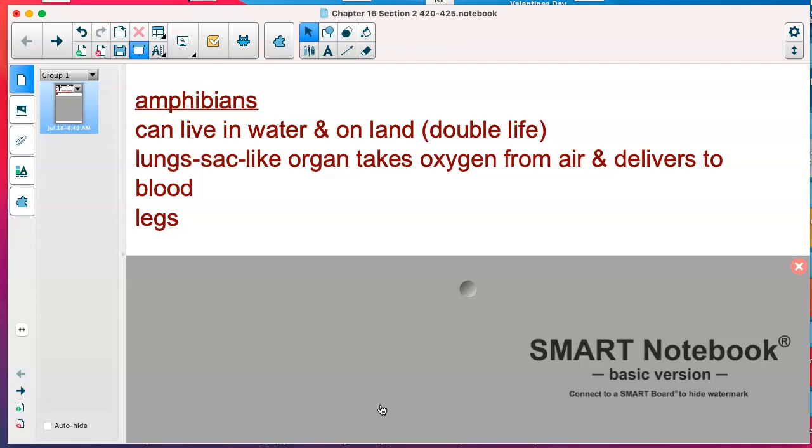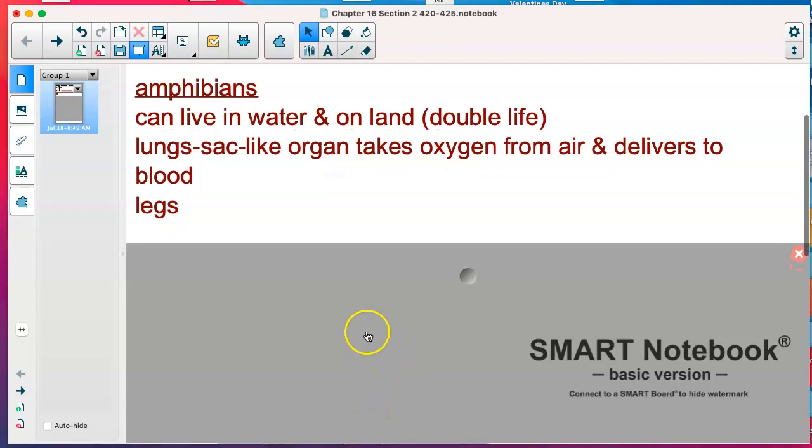So they do have lungs eventually, and sometimes the gills turn into lungs, but typically the adult has lungs. So we know that they are very familiar to us because we have lungs, and we haven't really seen lungs yet. So this is an important advancement that we're thinking about here as we get closer to the human body. So obviously it's a sac-like organ that takes oxygen from the air and delivers it to our blood, because all of our organs need to have oxygen. And the adult amphibians have legs typically.